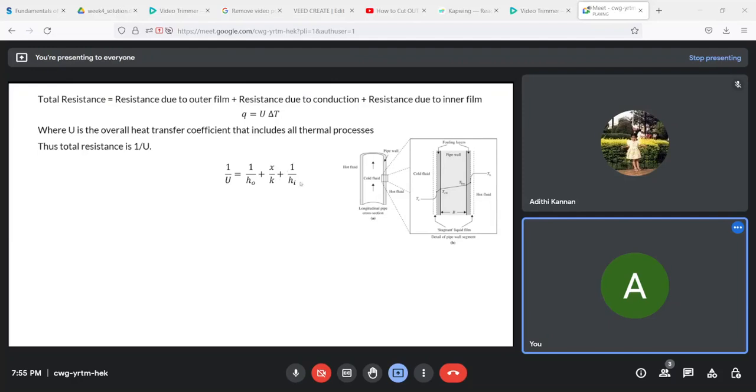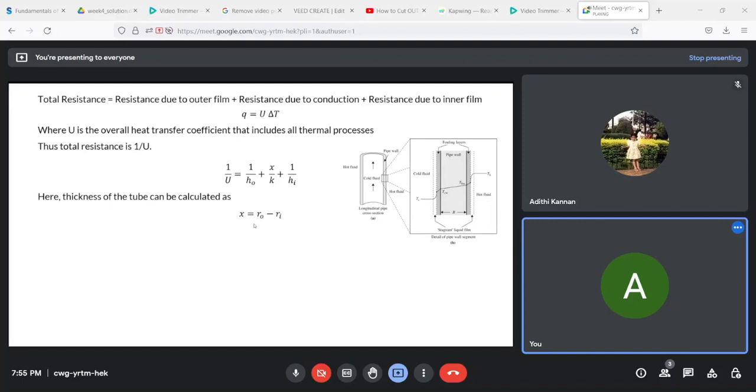We are having two separate 1 by h because the heat transfer coefficient outside the pipe and inside the pipe are not the same. So you have two separate resistances for these. So 1 by h naught for outer film, x by k for conduction, 1 by hi for the inner film. So we have all these values, but we need to find x, which is the thickness of the tube.